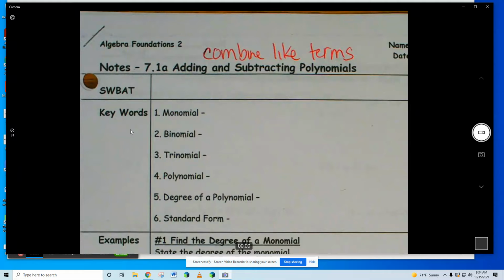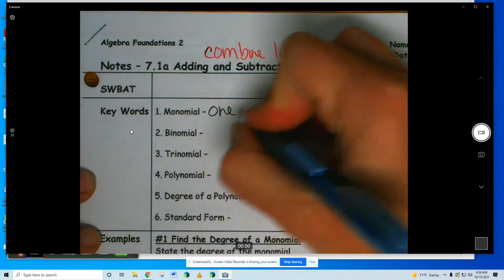So, I'm going to define these vocabulary words. So here we go. First one, monomial, one term.